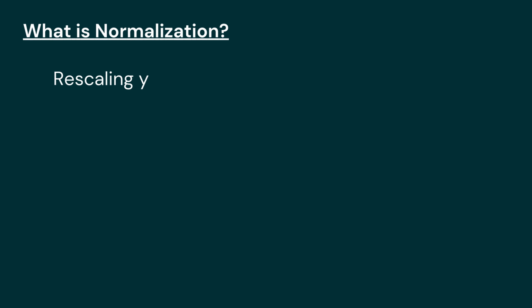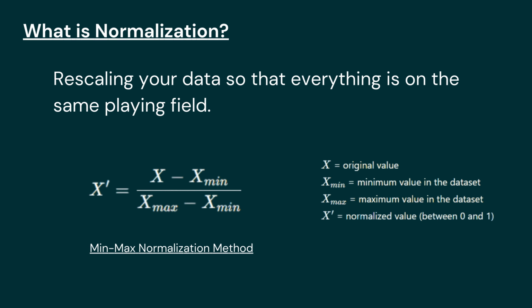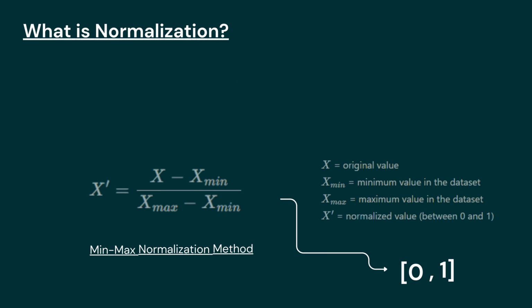Normalization simply means rescaling your data so that everything is on the same playing field. The most common way is called the min-max normalization method. This scales all the values between 0 and 1. So whether it's a bigger or a smaller number, the numbers now fit in the same range. As we understood the concept, let's get into its application now.